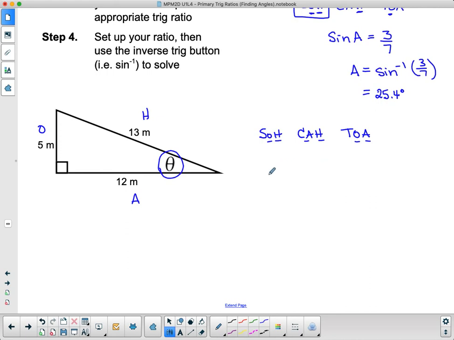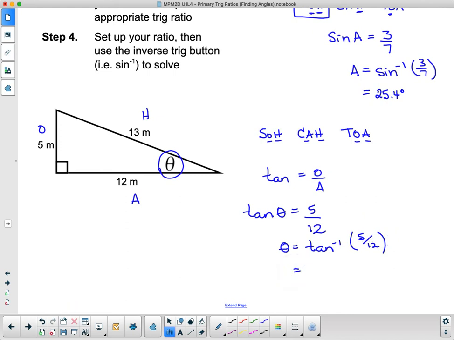So I'm going to pick tan. No particular reason, I'm just going to pick tan. And I'm going to write tan equals opposite over adjacent. So tan of theta equals opposite is 5, adjacent is 12. And then to get the theta by itself, we have to use inverse tan, so tan to the -1 of 5/12.